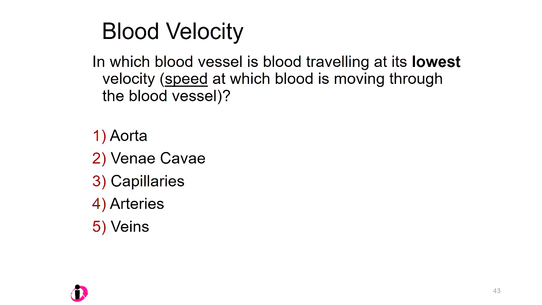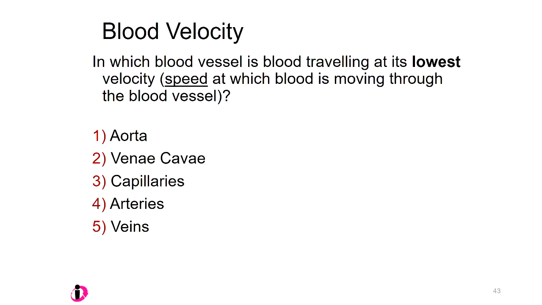All right, now let's look at velocity. Talk about flow. Flow at every part of the cardiovascular system is roughly 5 litres per minute. Every part. That's the cardiac output. 5 litres per minute. So when the heart expels blood, 5 litres per minute.